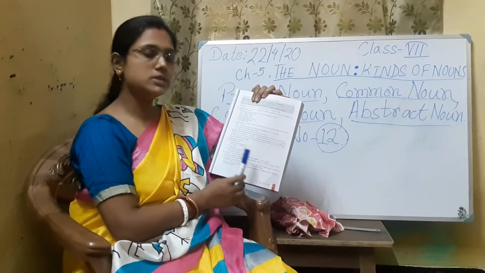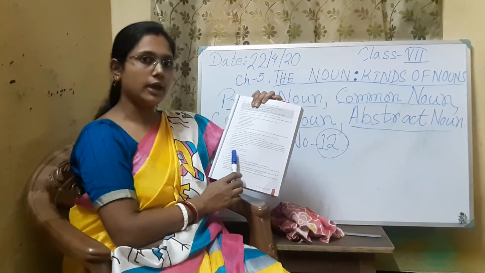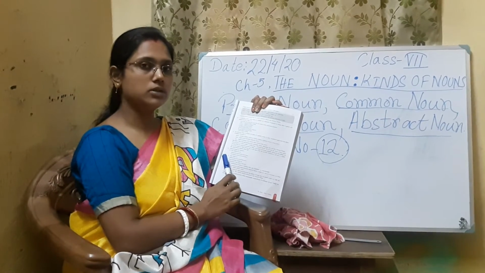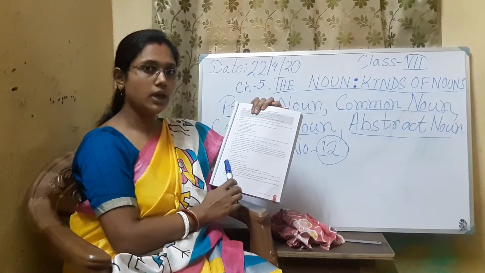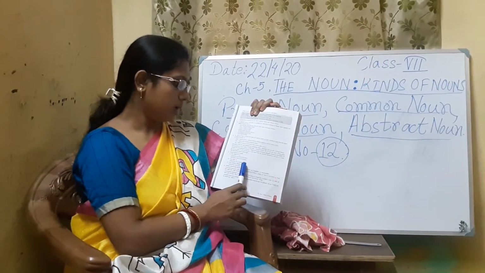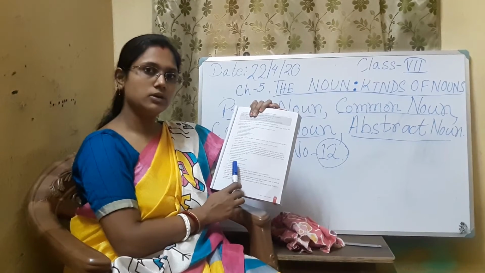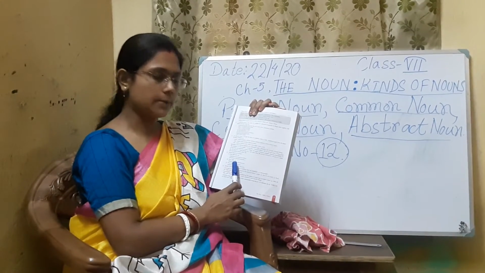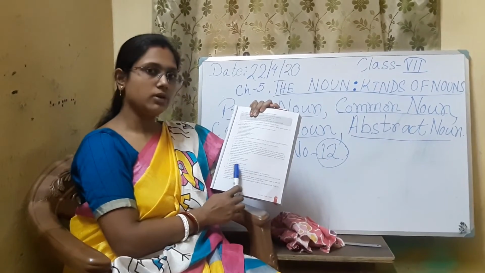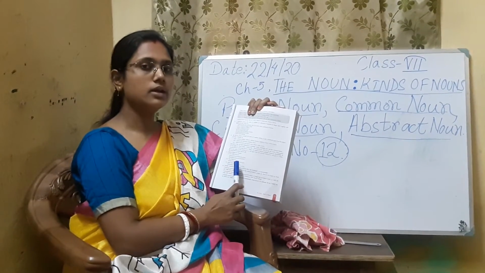Now from verbs, how can we form them? Like obey, obey is the verb. So from there we can form the abstract noun obedience. Then from the word grow, we can write growth. This is an abstract noun. Now from common nouns like child and slave, we can write childhood or slavery.